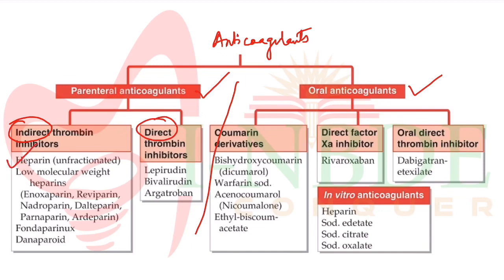Mostly your questions will revolve around this. Heparin comes under indirect thrombin inhibitors. The most commonly asked question for you is warfarin, the most commonly used. They will ask you the different categories: direct factor Xa inhibitor or oral direct thrombin inhibitor. So all these are regularly asked questions for you.